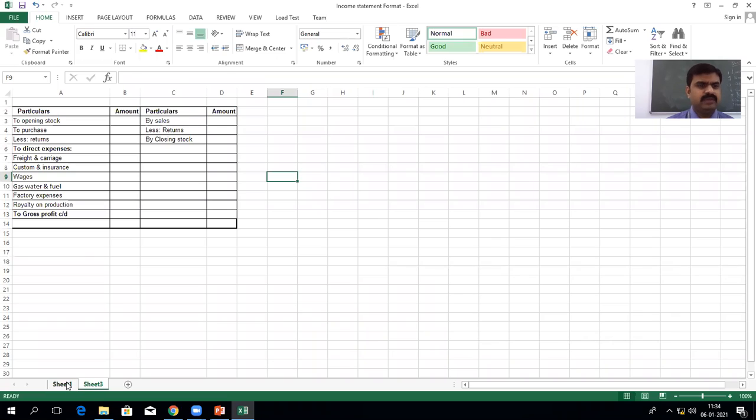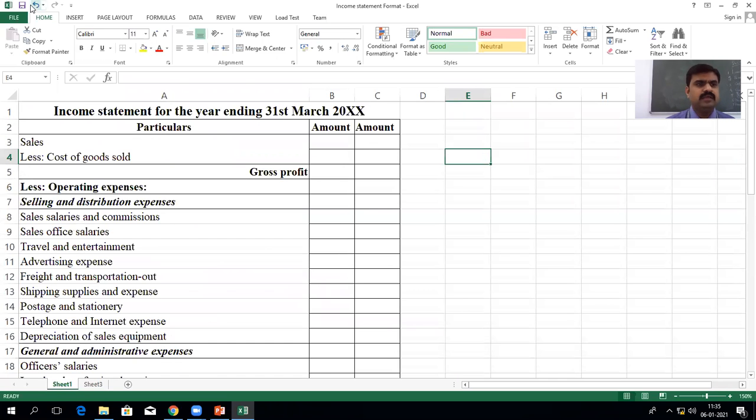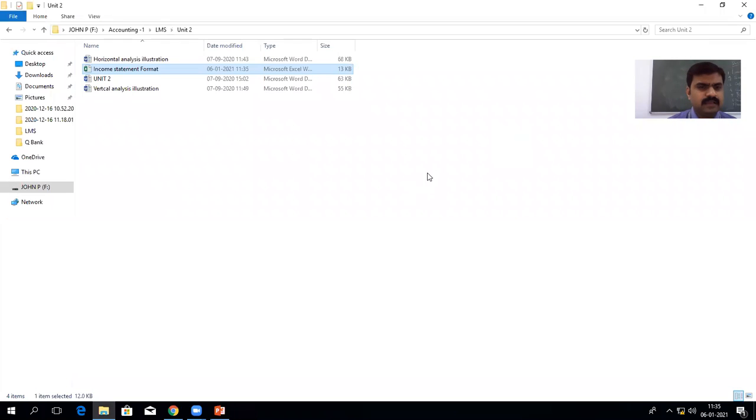Because this is the format I'll be using for the third unit. It's nothing but your P&L account only. Only thing, we are putting a different format. We are putting the vertical format. Is it clear? See, when you download the income statements of various BSE listed companies, they will be using the same format. That is why we'll be using this format. Is it okay? Yes or no? Please reply, students. Yes, sir. Understood? Yes.